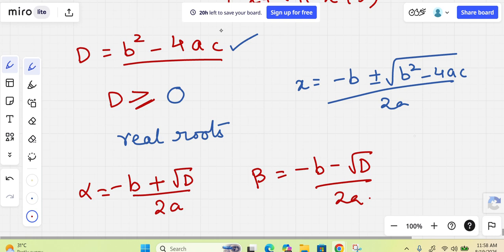The easiest thing is when you do b square minus 4ac, you will understand if I should go for prime factorization or this method. If D is greater than or equal to 0, you can go for prime factorization. You will be able to do it easily. If it is less than 0, then it is better to go for the quadratic formula. Is that okay?